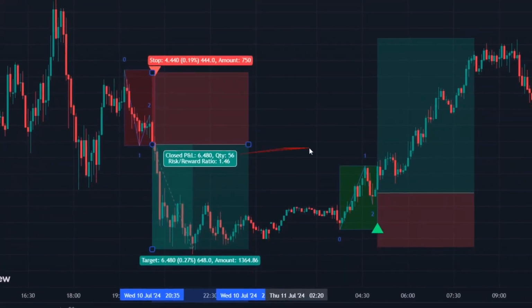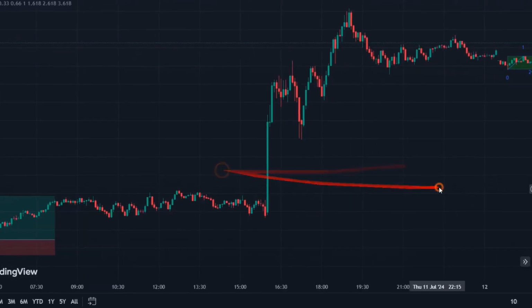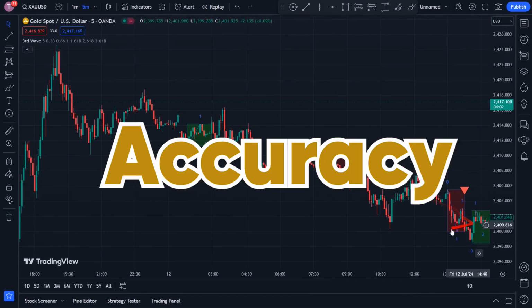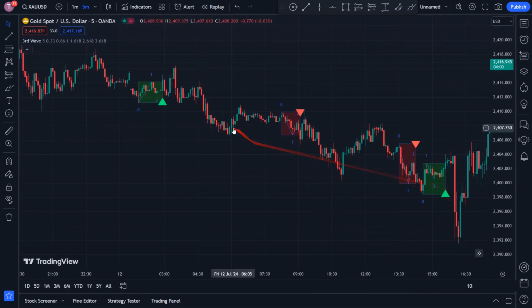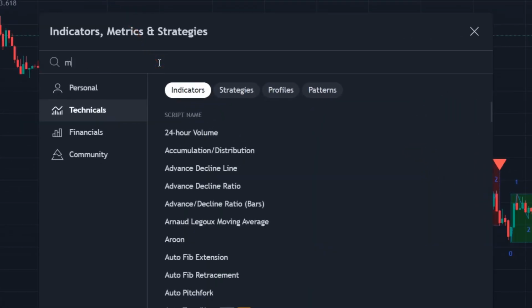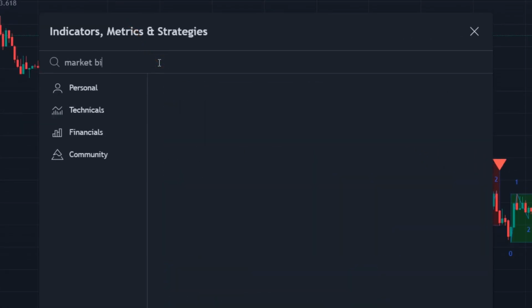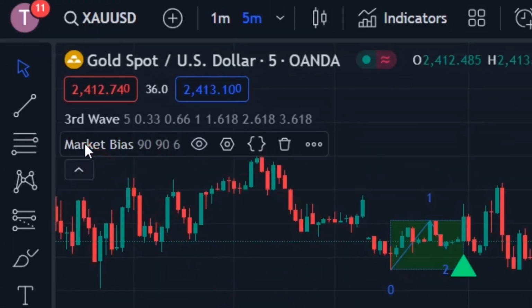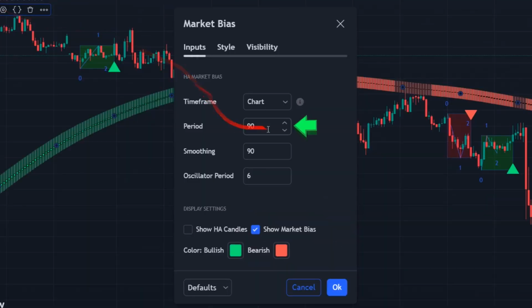However, I must remind you that having just one indicator is not enough for a reliable strategy. So, to increase the accuracy and win rate of this strategy, we need to add a second indicator to the chart. To do this, go to the indicator tab and search for market bias. Once you find it, click on it to add it to the chart. Now, as always, we need to change the settings of this strategy. So enter its settings and make the changes you see so that this indicator is ready for use in this strategy.